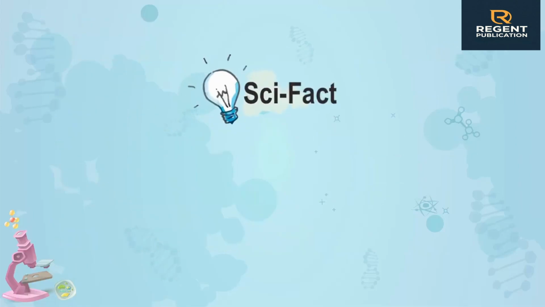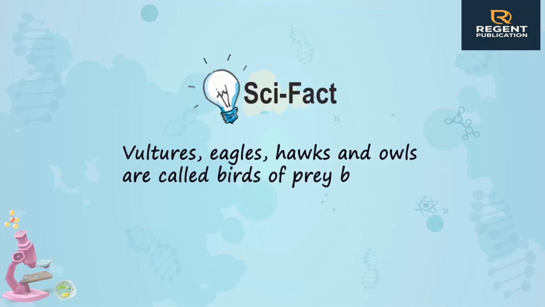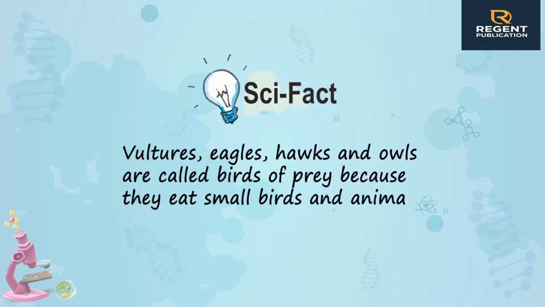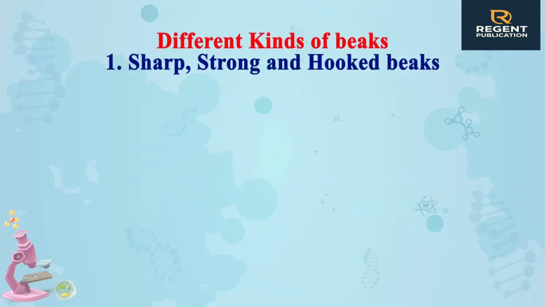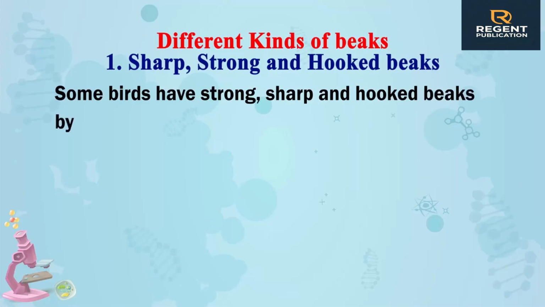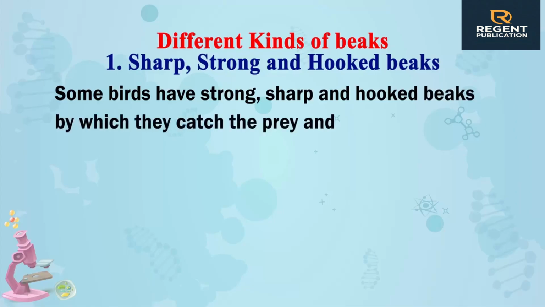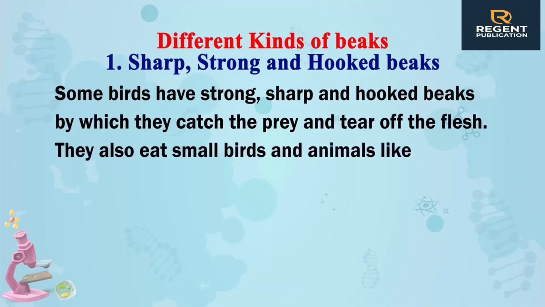Scientific fact: vultures, eagles, hawks, and owls are called birds of prey because they eat small birds and animals. Different kinds of beaks: sharp, strong, and hooked beaks. Some birds have strong, sharp, and hooked beaks by which they catch the prey and tear off the flesh. They also eat small birds and animals like snakes, rodents, and ducks.